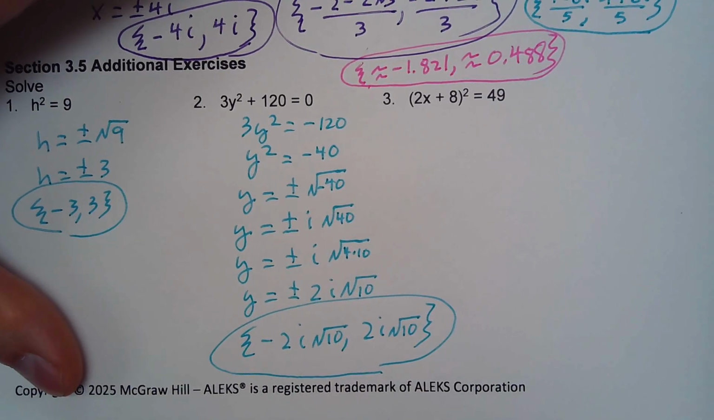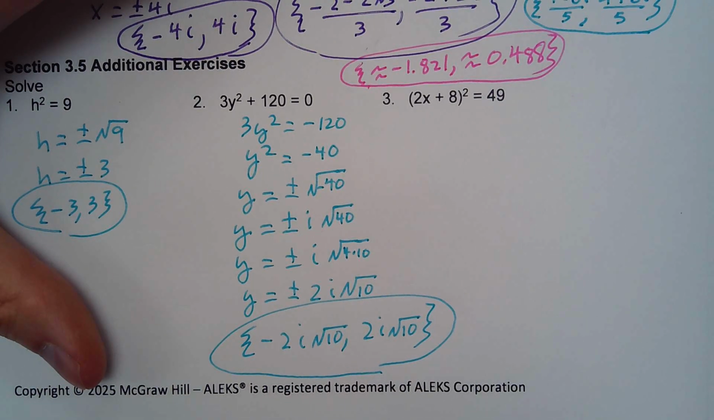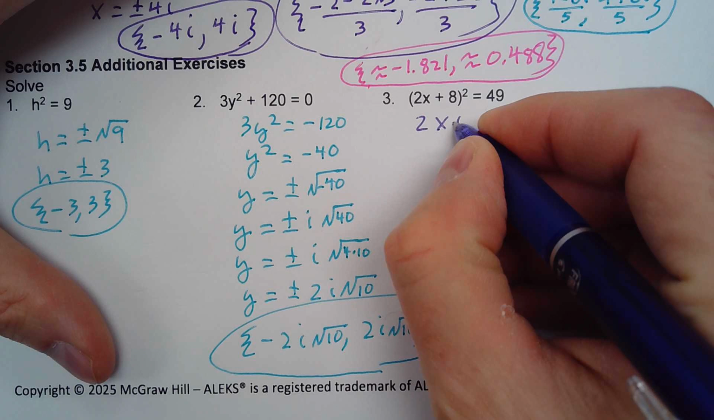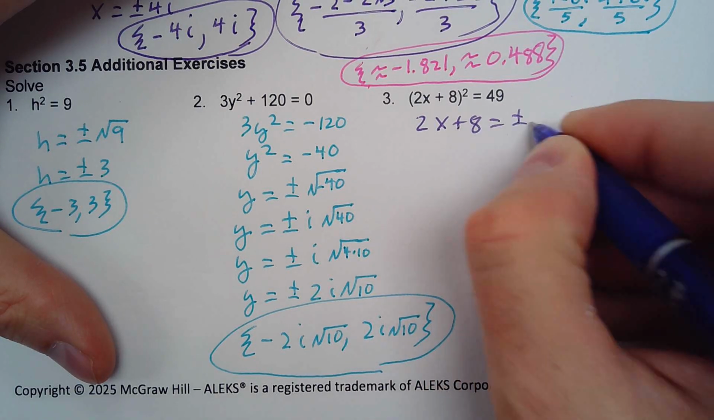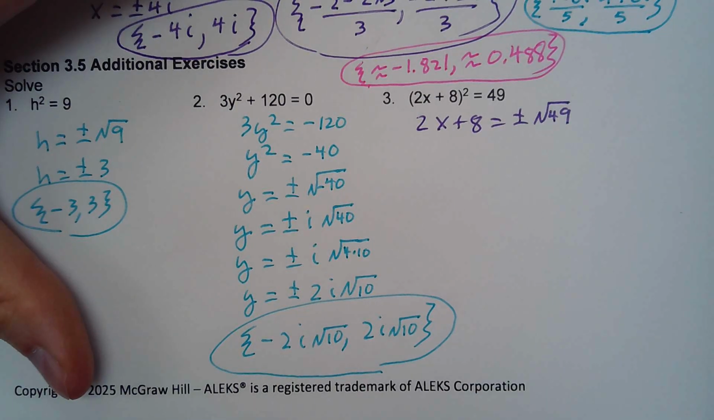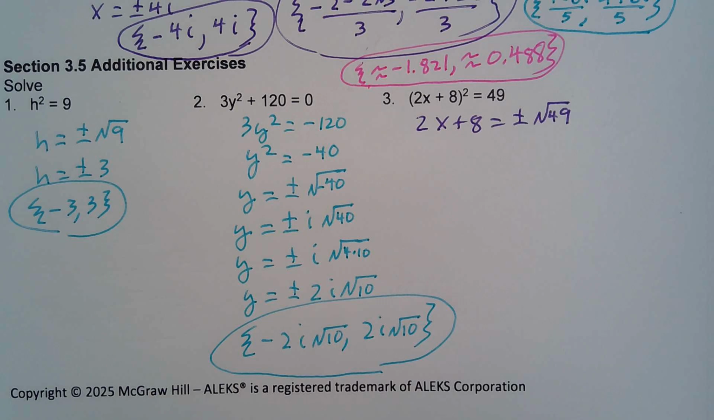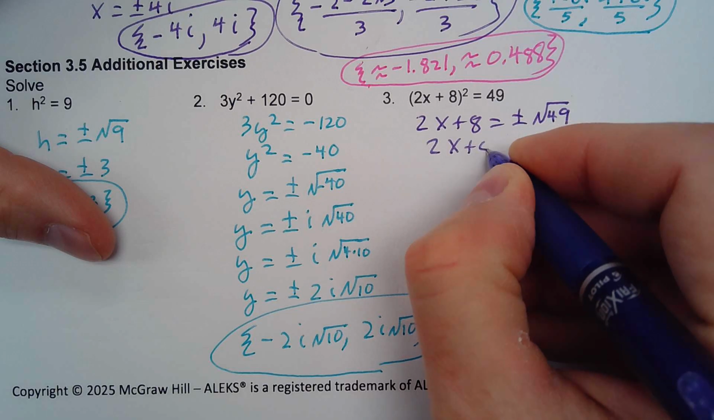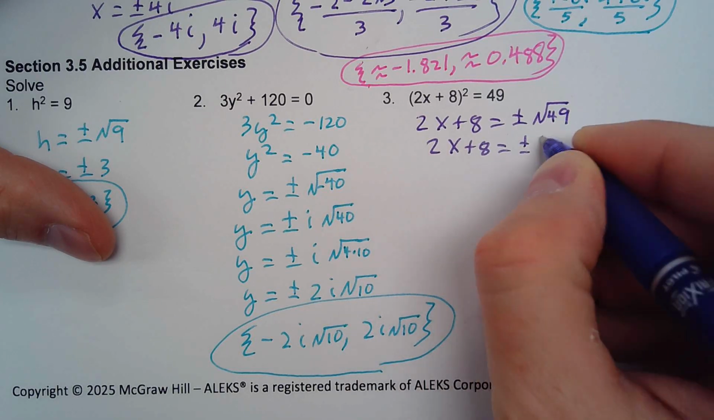Let's take a look at number 3. So the nice thing is I can apply the square root property. That gives me 2x plus 8 equals plus or minus the square root of 49. Now what's different about this one, we're actually able to simplify that to a real number. This is 2x plus 8 equals plus or minus 7.